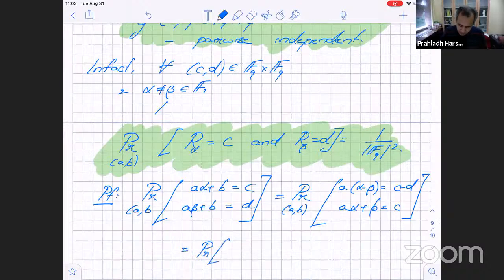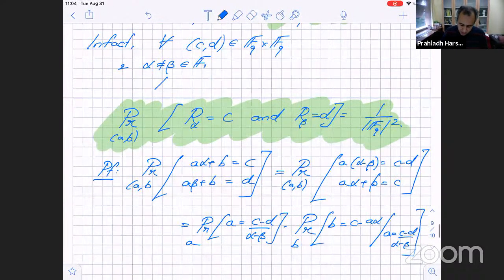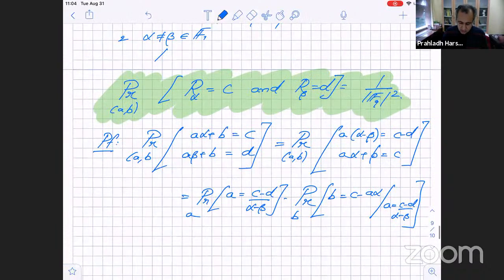Let's write it in a separate fashion again. The probability that A is equal to C minus D divided by alpha minus beta, times the probability over B that B equals C minus A alpha, conditioned on A equals C minus D by alpha minus beta. This is exactly 1 over the field size. This is also 1 over the field size.